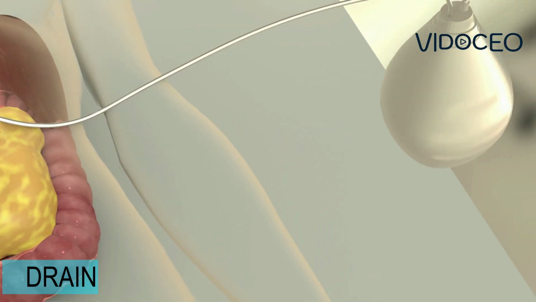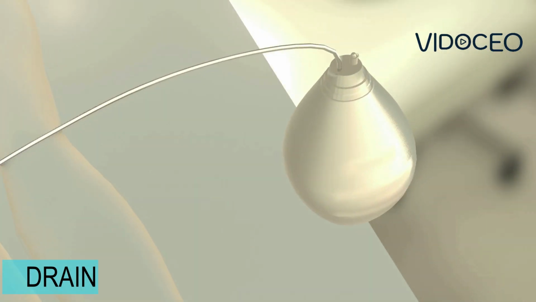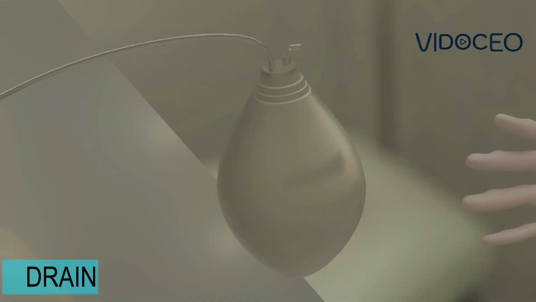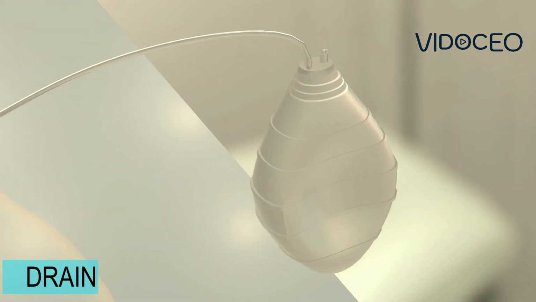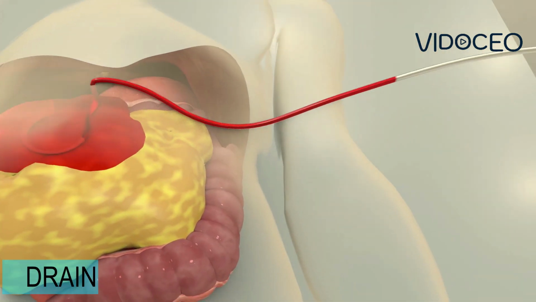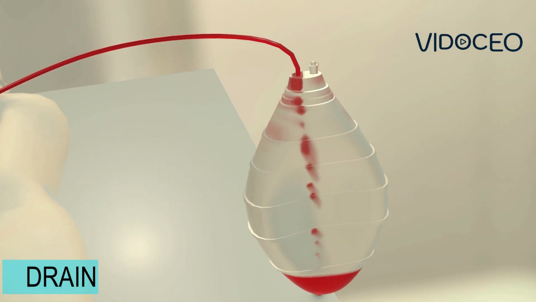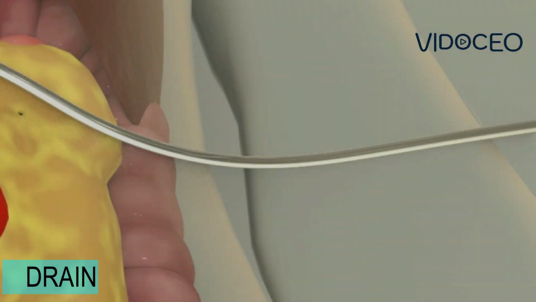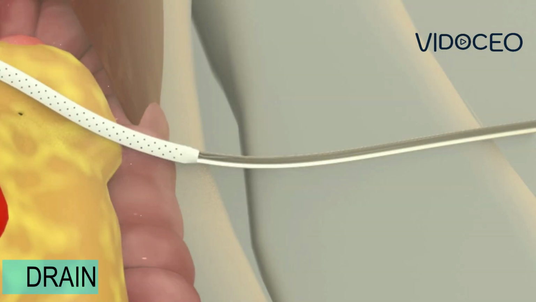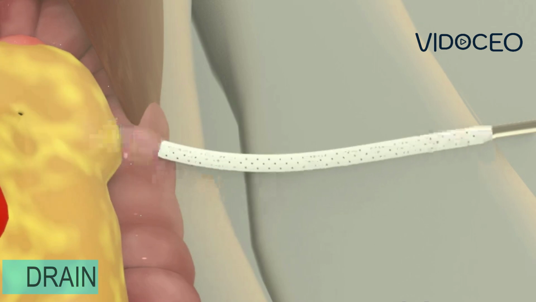The outer portion of the drain tube is connected to a bulb. When the bulb is compressed, with the plug in the top of the bulb, it will suck fluid out of the abdominal space. The patient will need to empty the bulb daily and record the output. When it is ready to be removed, the stitch holding the drain is cut, and the drain slides out easily, and with minimal pain.